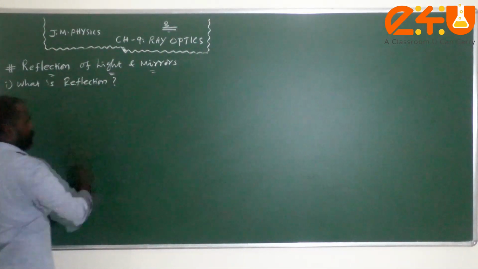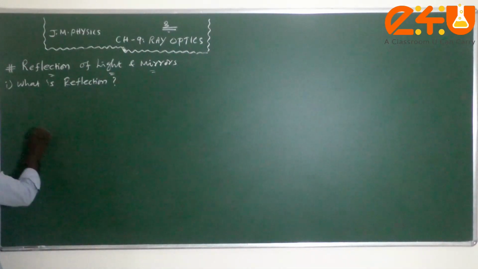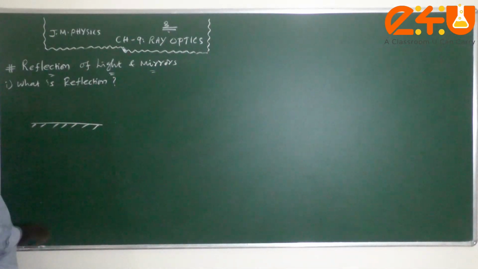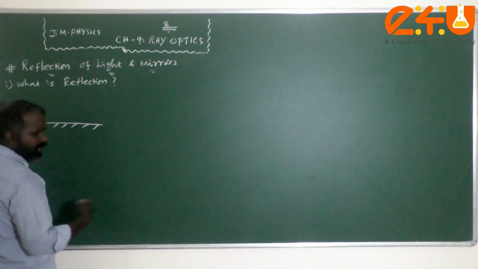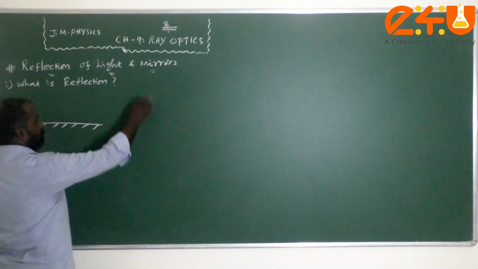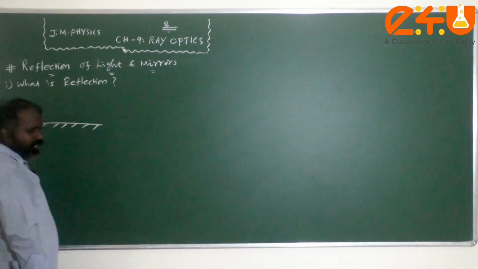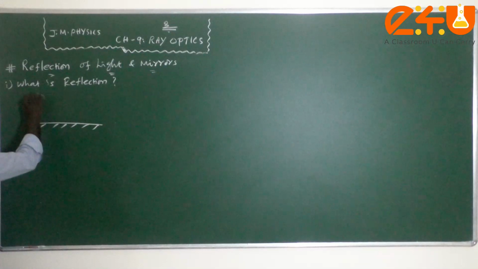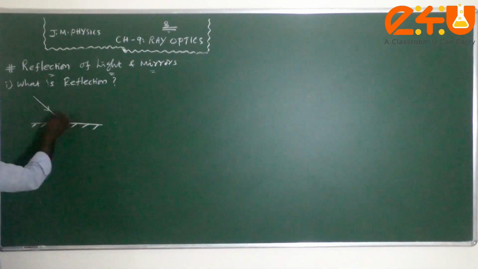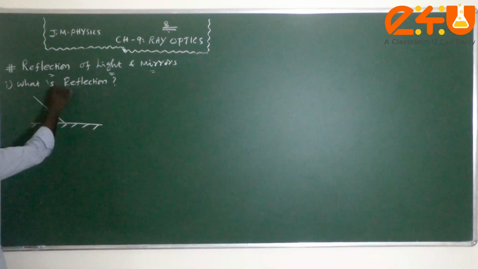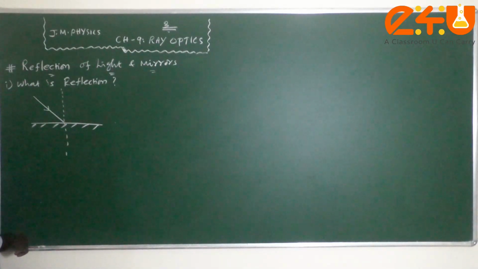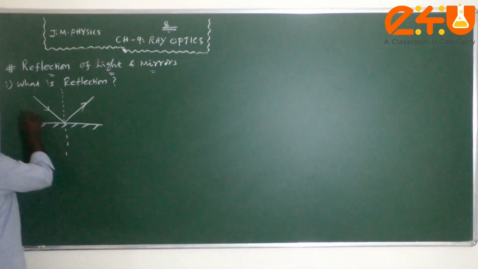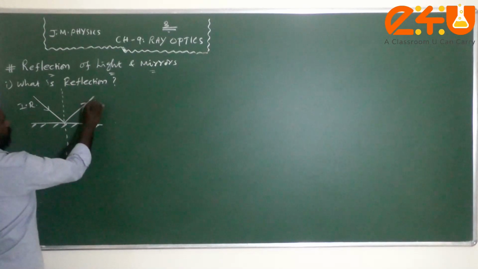Yes children, a very simple understanding. You just see that this is some reflecting surface, which is generally represented like this, a plane reflecting surface. Any reflecting surface is generally called a mirror. You just consider a reflecting surface. This is the incident ray, which we discussed in the previous video, and this one will be the normal drawn at the point of incidence. And this is what children? Yes, the reflected ray.